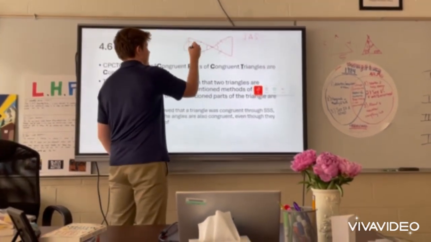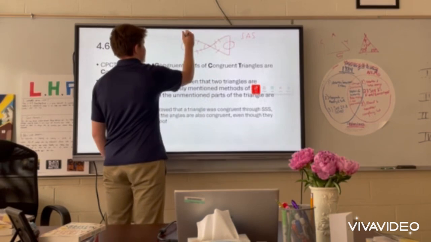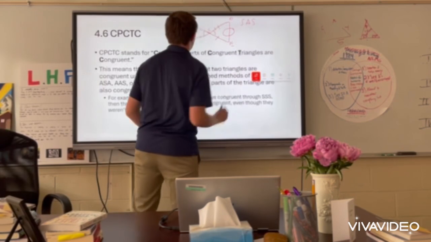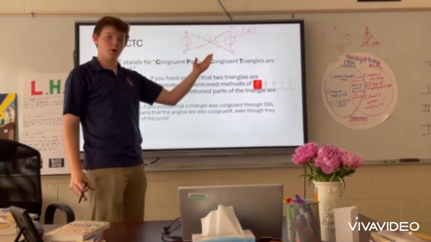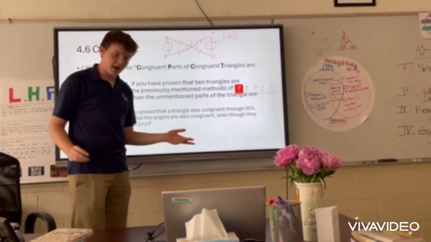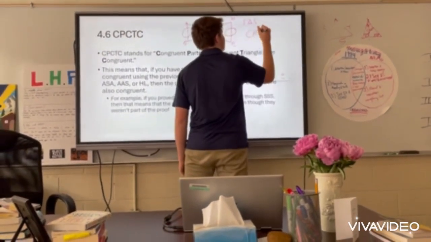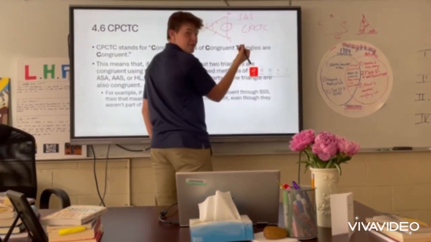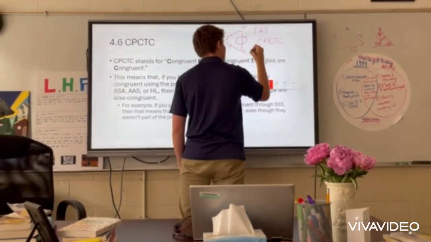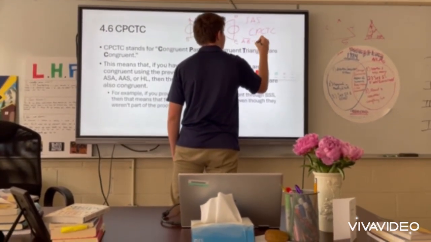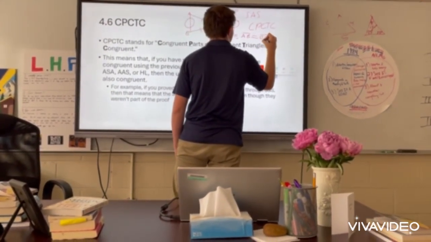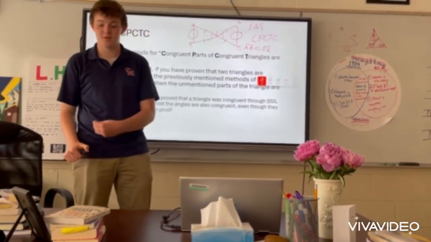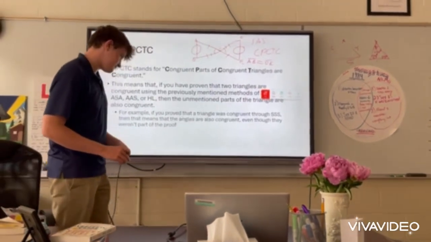However, there's still this side and this side. Even though they weren't mentioned in the proof by name, through CPCTC, they are congruent. So because we've already proved that the triangles are congruent through SAS, AB is congruent to DE. That is pretty much how CPCTC works when you're using it in a proof.